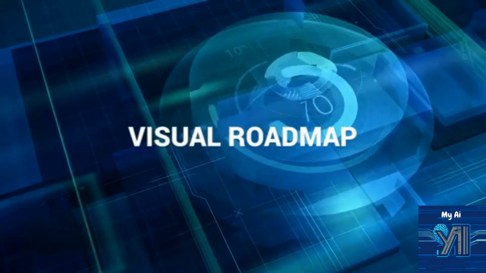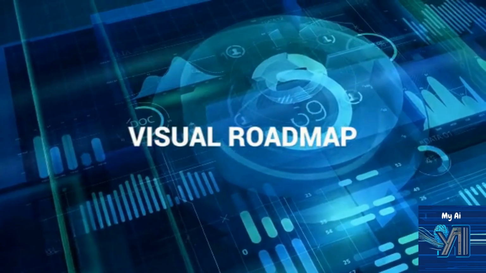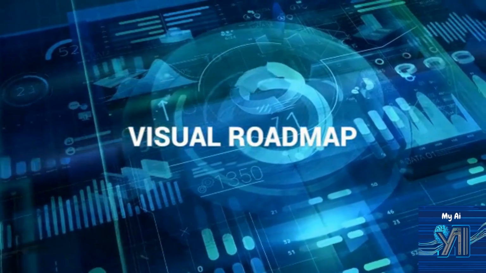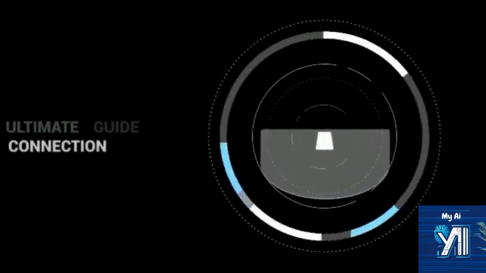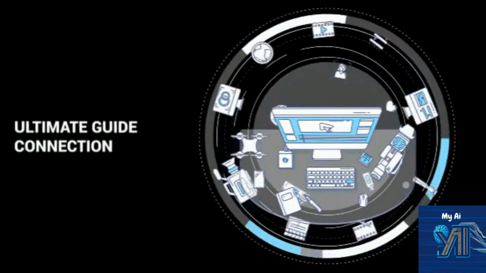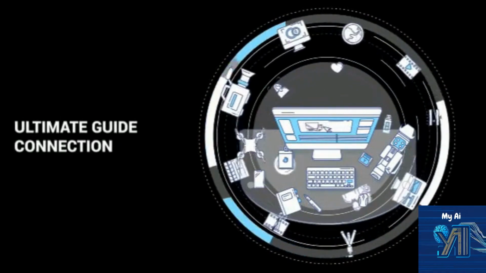Visuals: a visually appealing, clean graphic of the entire roadmap or table of contents, highlighting the current section before diving in. The ultimate guide connection: briefly mention this as the visual companion to the ultimate guide, driving traffic to the blog.